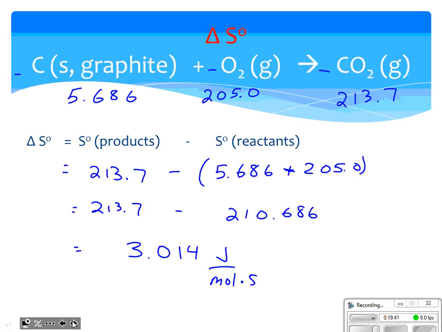So how am I going to convert that into kilojoules? How do I convert that into kilojoules? I move the decimal to the left 3 spots. 1, 2, 3. So it's going to be 0.003014 kilojoules per mole Kelvin.